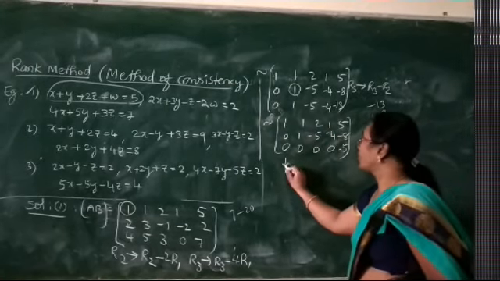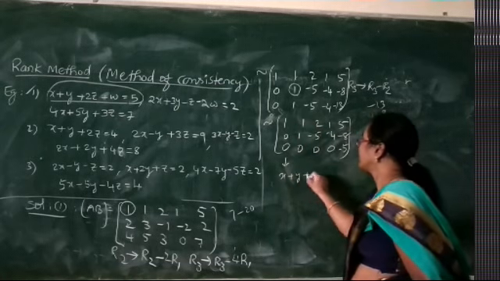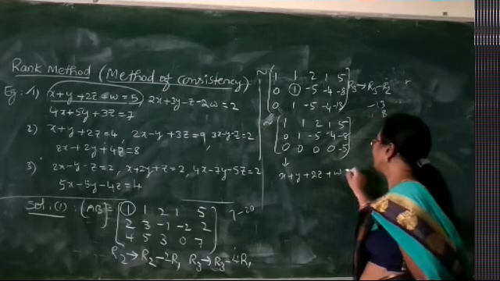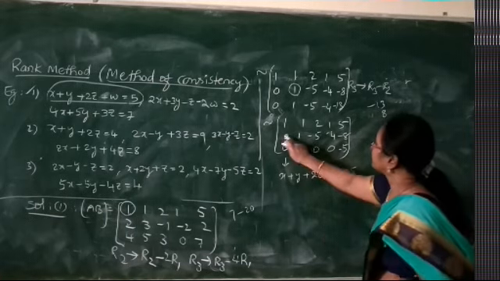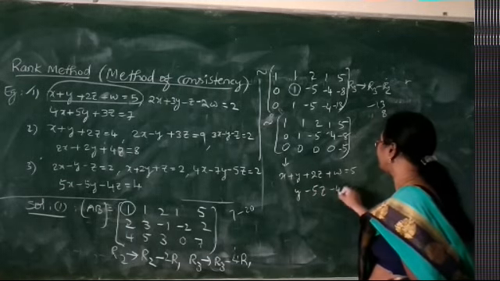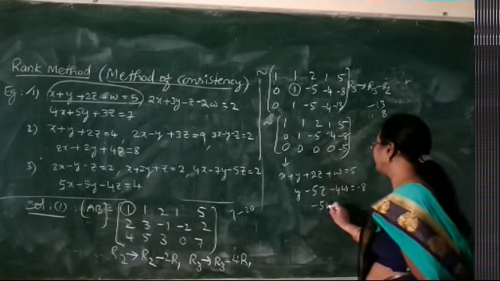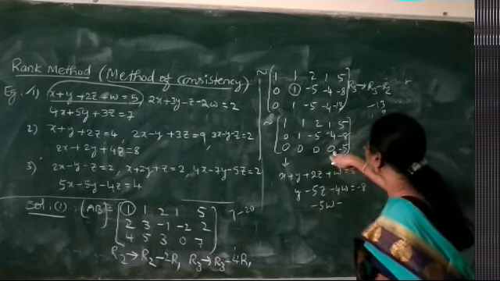So we write down the corresponding system. x plus y plus 2z plus w equal to 5. Next 0x plus 1 into y minus 5 into z minus 4 into w equal to minus 8.